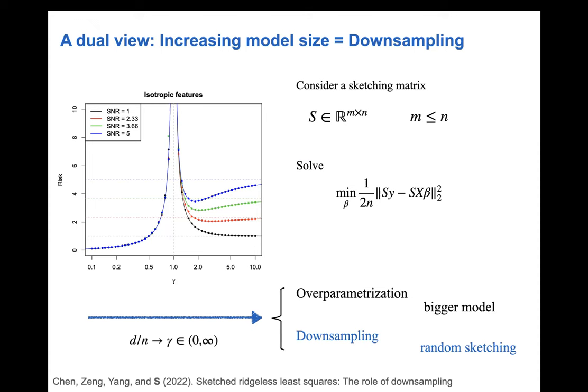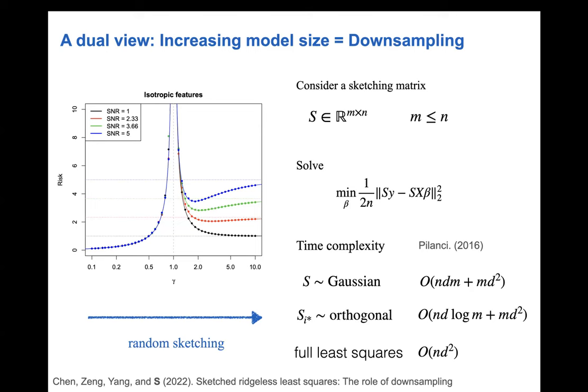So we start to study the effect of downsampling. Here we're going to study random sketching, right? Random sketching basically tries to sketch your big data set into a smaller data set by using a random weighting matrix S, where S is an m by n matrix. Basically, you multiply this S onto your data set, which is y and X, and then you try to fit this linear regression again. For this linear regression, you are just reducing the sample size from n to m. m is smaller than n, so you have a smaller effective sample size.